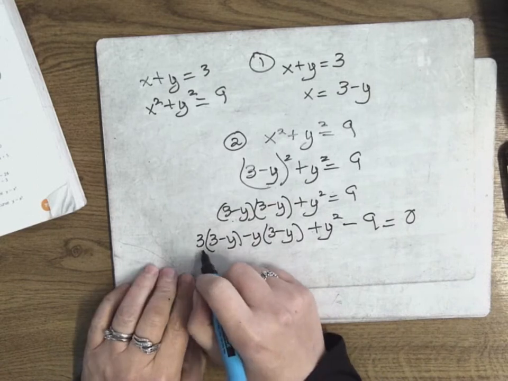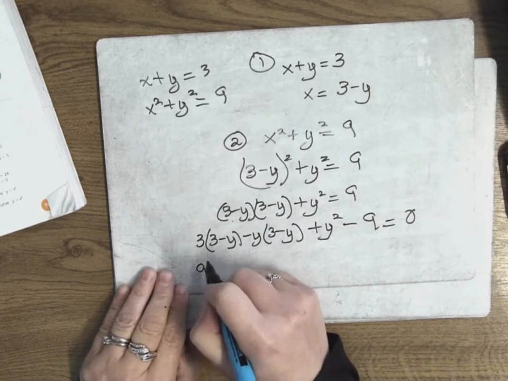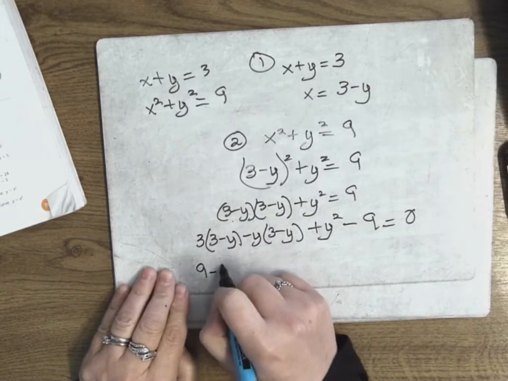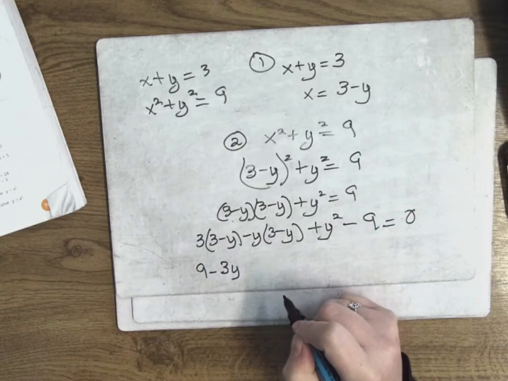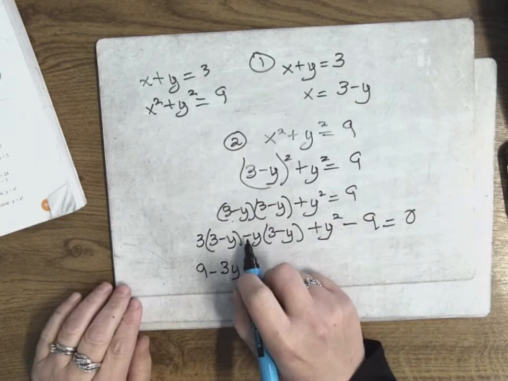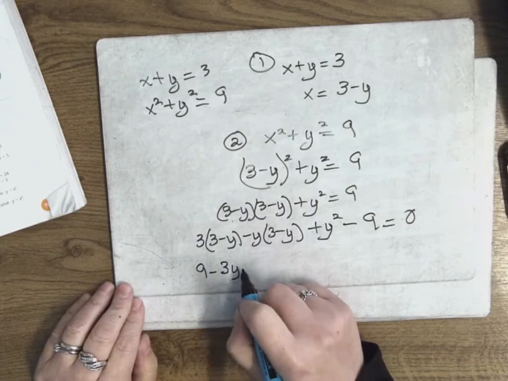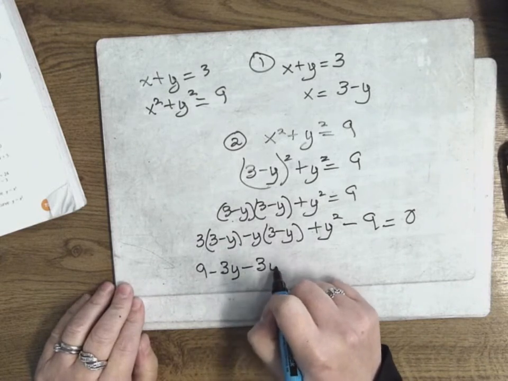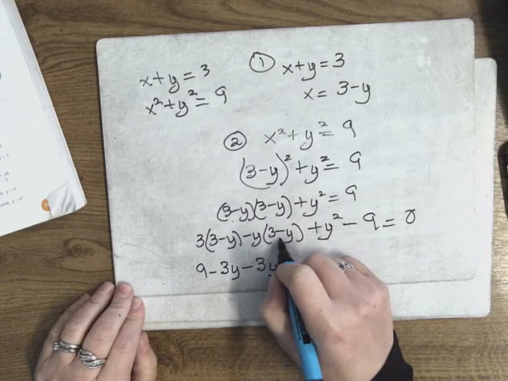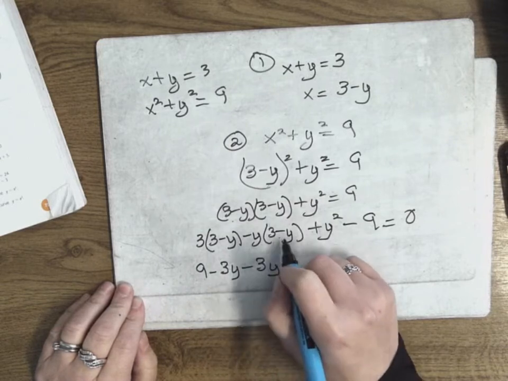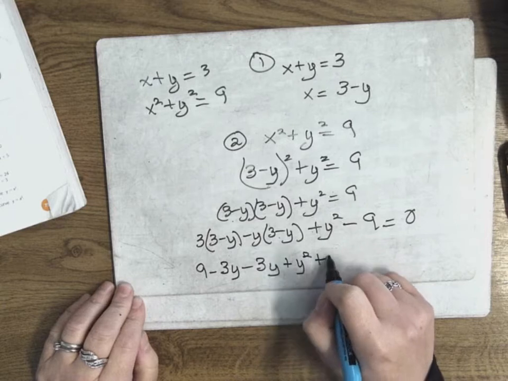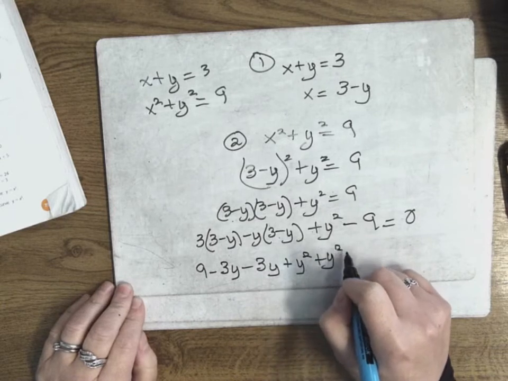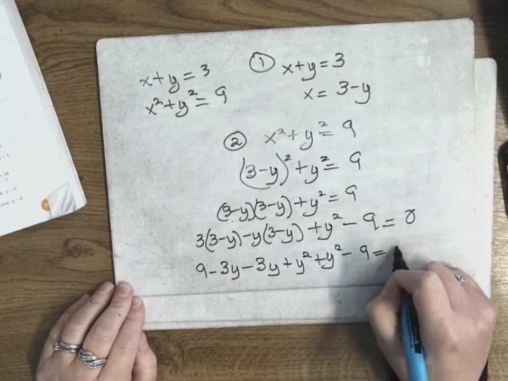Now multiply. 3 by 3 is 9. 3 by minus y is minus 3y. Now be careful in the next bracket. Why am I saying be careful in the next bracket? Because there's a minus y. Okay? So minus 3y. And a minus by a minus is a plus. y by y is y squared. Then I have a plus y squared. And a minus 9 equals 0.